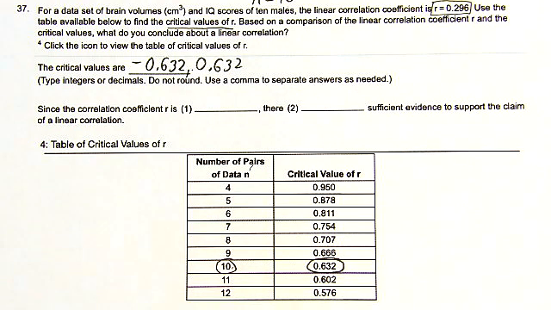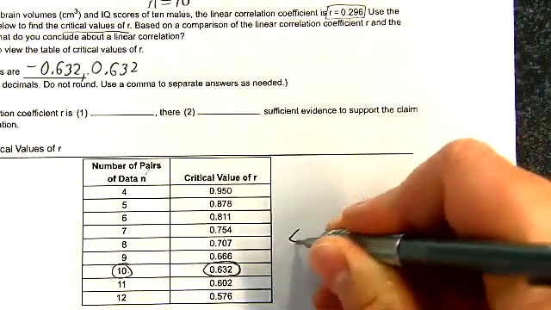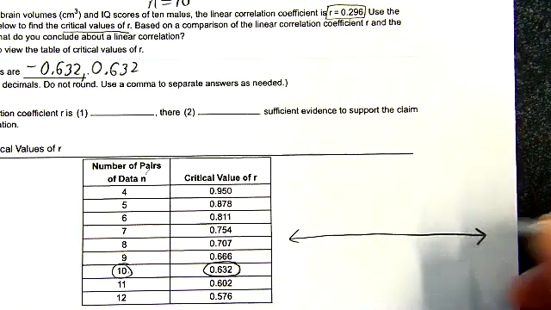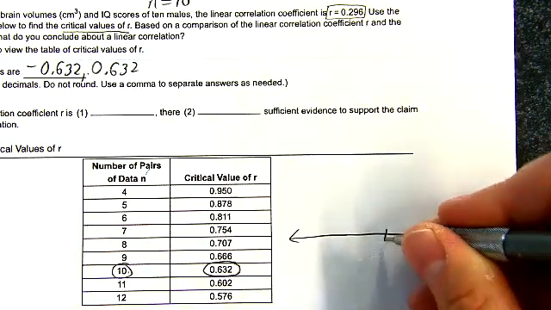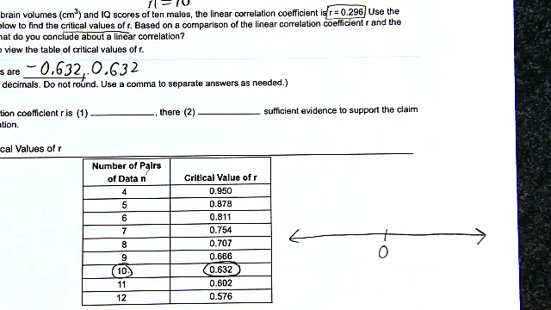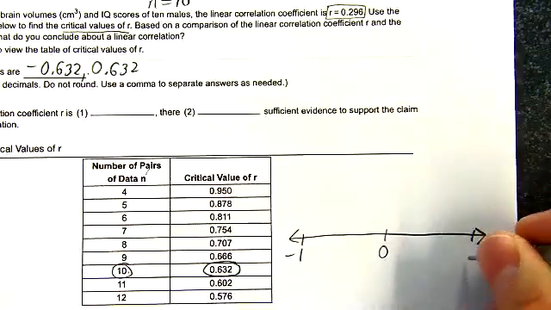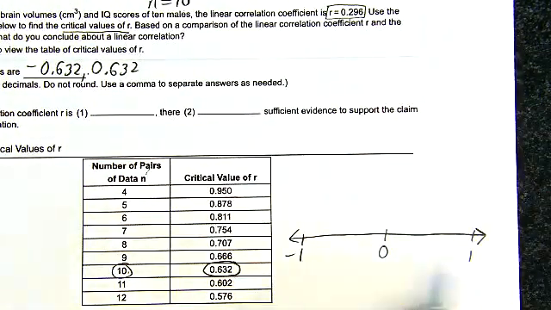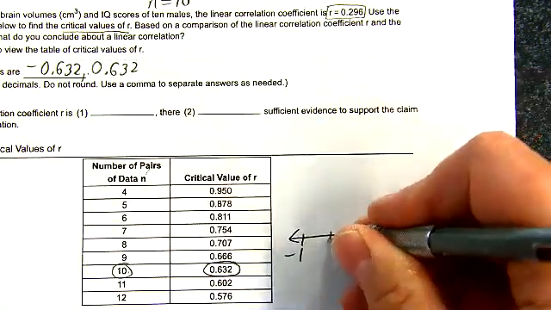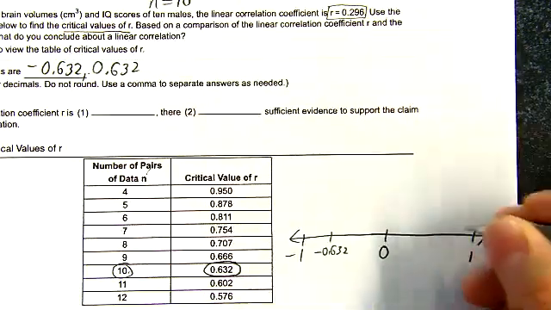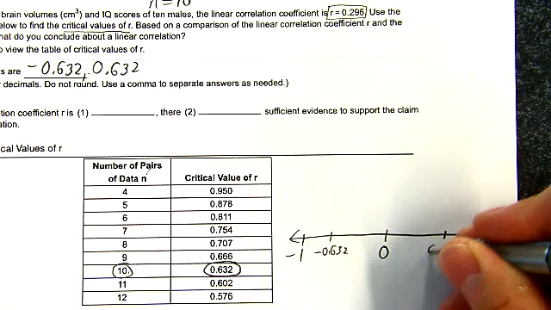Now here's where it gets a little trickier. For the second part of the problem, you have to draw a number line. You don't have to once you understand the concept, but I'm going to draw a number line just to help us out. You're going to first plug in here to the far left -1 and 1, because this plot is R values. R has to be between -1 and 1. Then you're going to plot these critical ones. So I had one critical at -0.632 about here, and one at 0.632 about here.